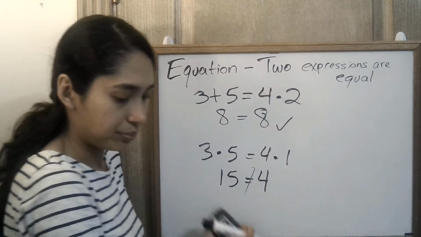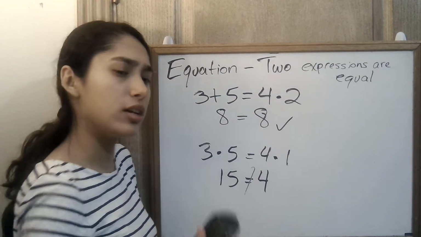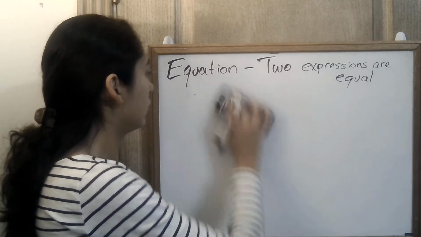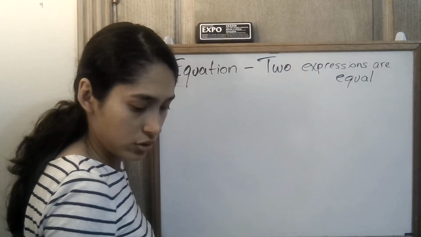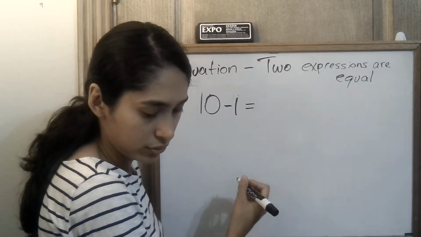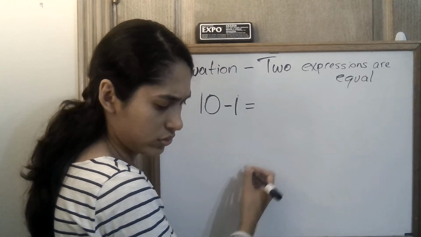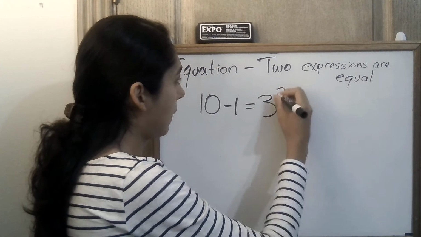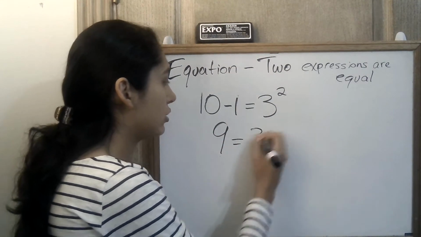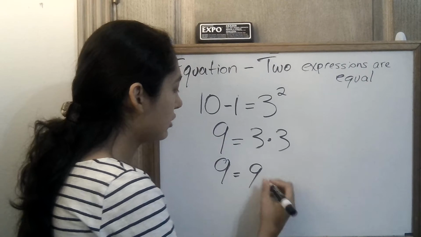So we saw equations with just constants. Let's mix in some variables. So we have 10 minus 1 is equal to 3 squared. So 10 minus 1 is 9. 3 squared essentially is 3 times 3. So 9 is equal to 9. That is correct.